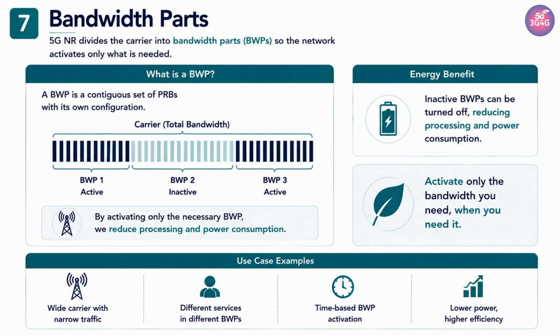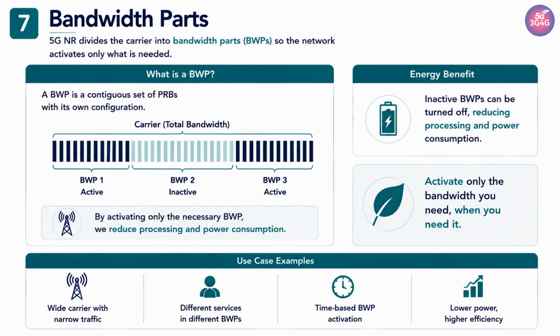For example, if a UE only needs a small amount of data, it may not need to monitor or process the full carrier bandwidth. It can operate in a narrower active BWP. Inactive BWPs do not need the same level of processing, which can reduce unnecessary activity and power consumption.